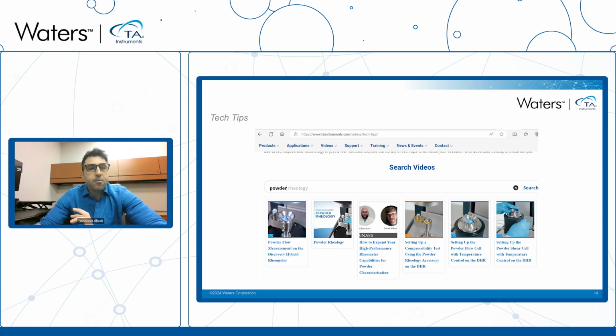And anyway, if you have acquired these accessories recently and you want to use them, we have tech tips on our website that show you all the details of how to set up these geometries, and it's really easy to use.